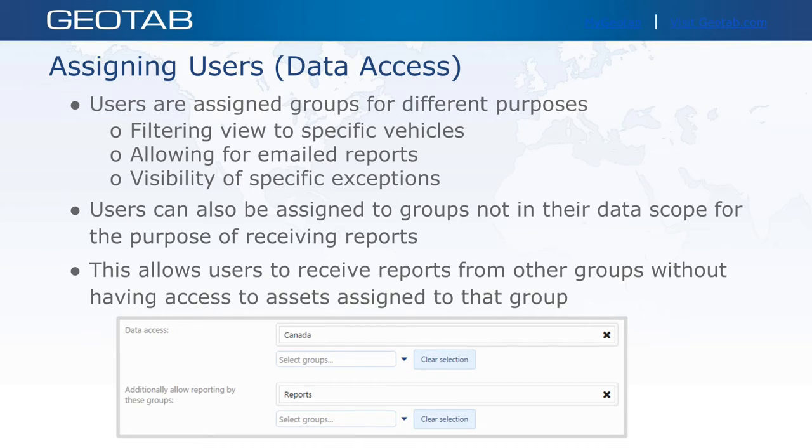You could also have, let's say, data access for Canada, and your additional allow reporting groups could be vehicle types. What this does is it doesn't actually give you access to the assets under that vehicle types group, but it'll allow you to filter using the top left filter in MyGeotab to filter by Canada as well as vehicle types, and you'll be able to see that data in there. And this also works for emailed reports as well.